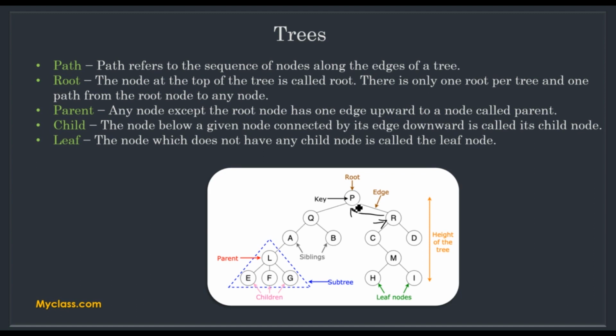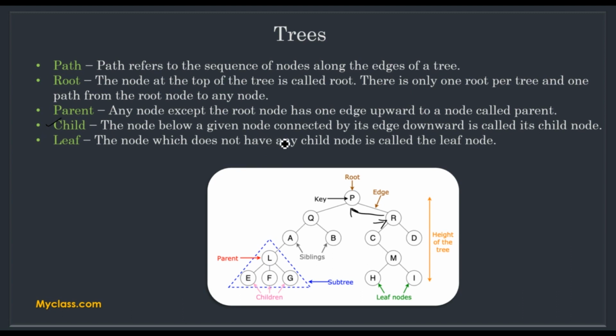Always remember that P does not have any parent, because P is at the top of the tree. P is at the top level of the tree. P does not have any parent. Clear? So then the child. What is the child?